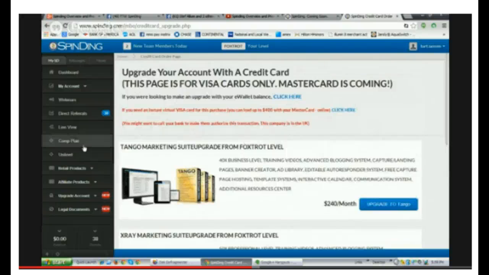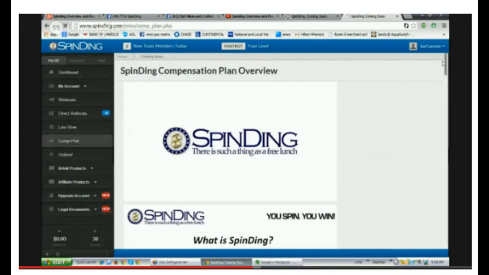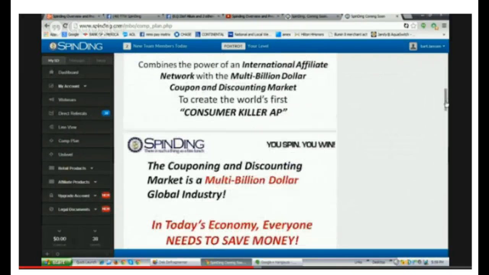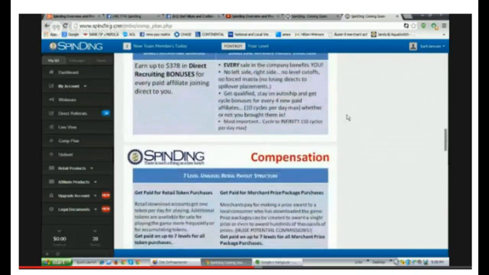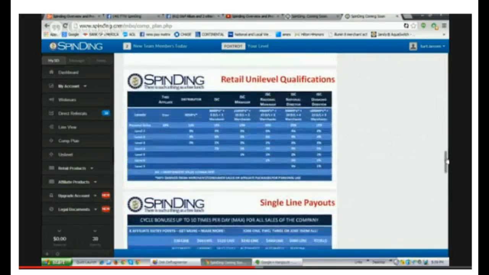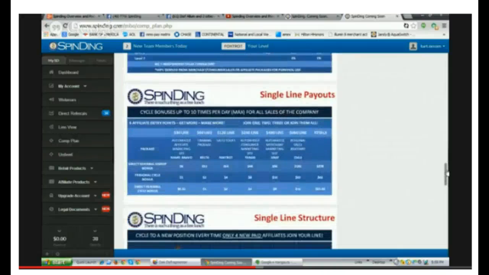But you've got your comp plan. You have to remember there's a lot of parts to this program. It's not just what's on the outside. There's a lot going on here. So what we have here, if you scroll down, is direct recruiting bonuses. I'm going to go over that in one place that makes a little more sense. But all right, so single line payouts.